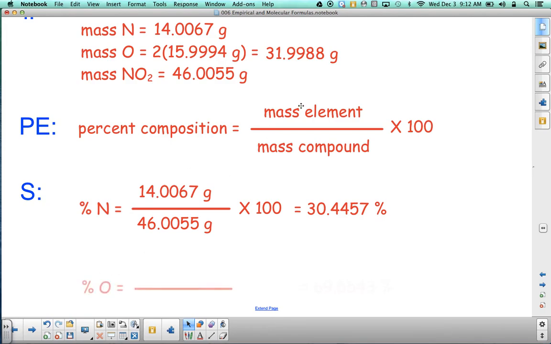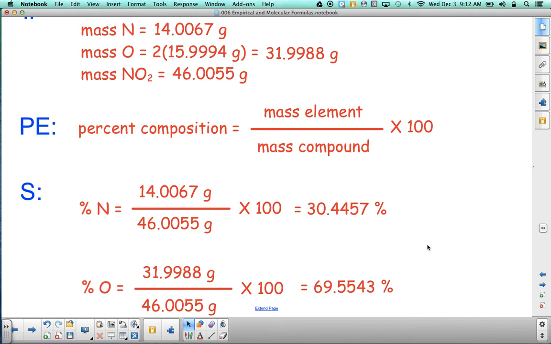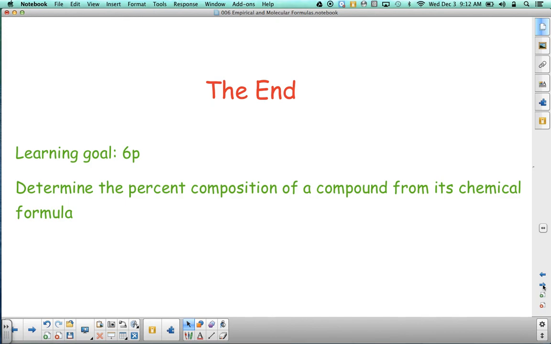The percent oxygen is the mass of oxygen in the NO2 divided by the mass of 1 mole of NO2 multiplied by 100, giving us 69.5543% oxygen in our NO2. From this video lesson, you should now be able to calculate the percent composition for any compound.